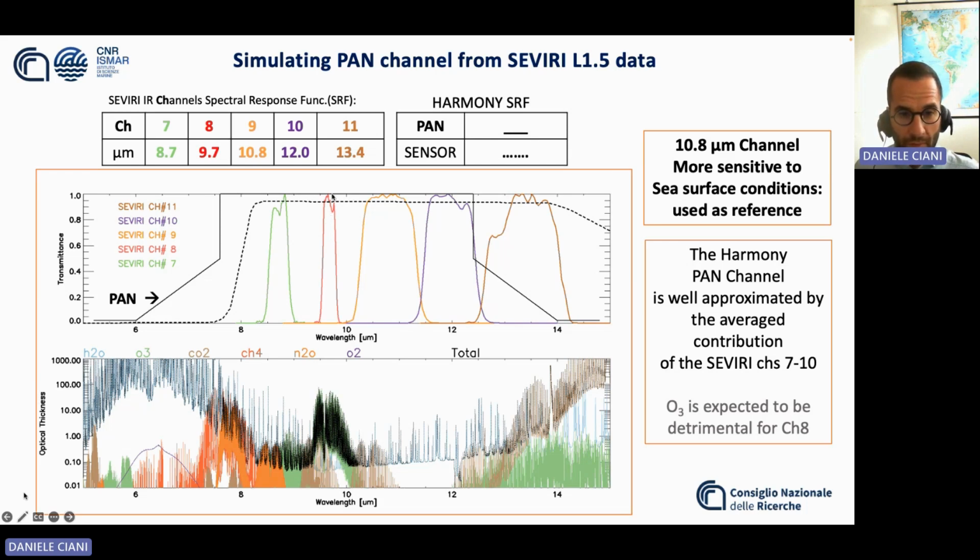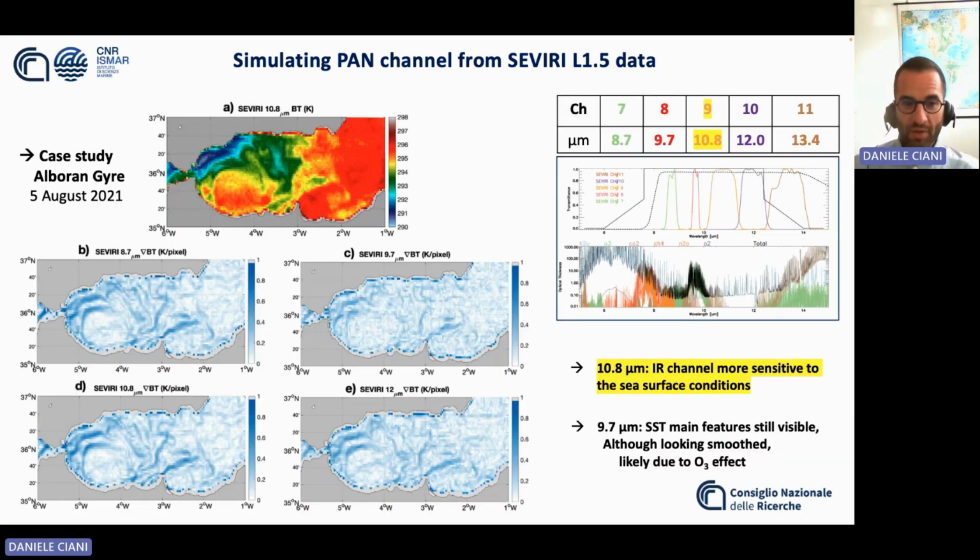There is also one point that we have to stress, which is the location of channel number 8 at 9.7 micrometers, which is located in correspondence of a peak in optical thickness for ozone, which is then expected to particularly degrade our estimate of the thermal features at the sea surface. So we go on with some results.